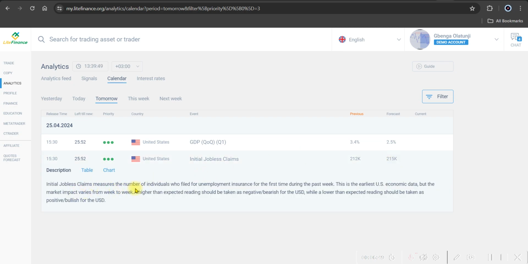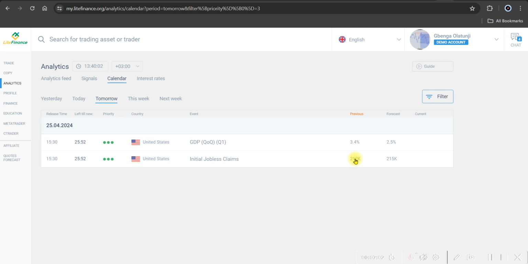You can see it measures the number of individuals who filed for unemployment insurance for the first time during the past week. So when they are unemployed people, they file for insurance. So these are some of the data that determines the strength of a particular currency. So if the news is positive, it means the US dollar is going to actually gain value or gain strength. And if it is negative, it means the US dollar is actually going to be weaker.